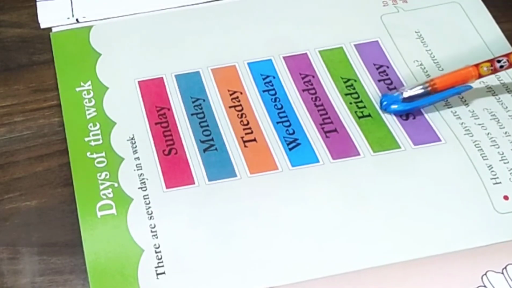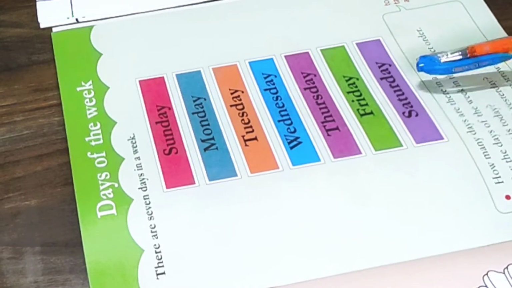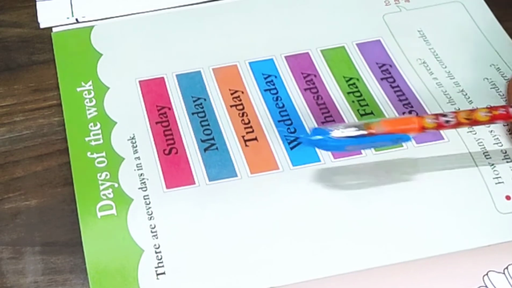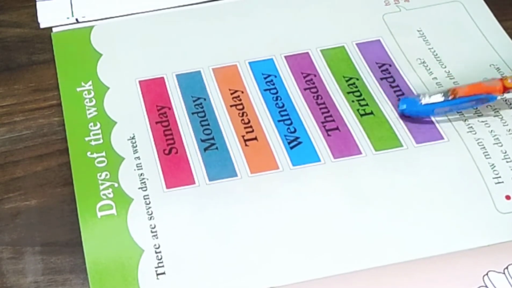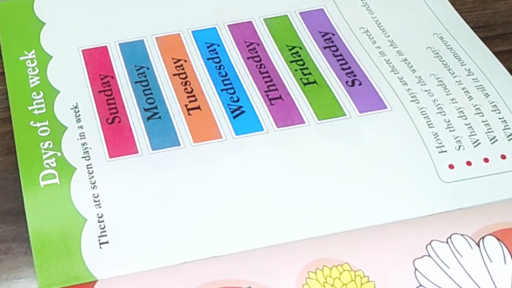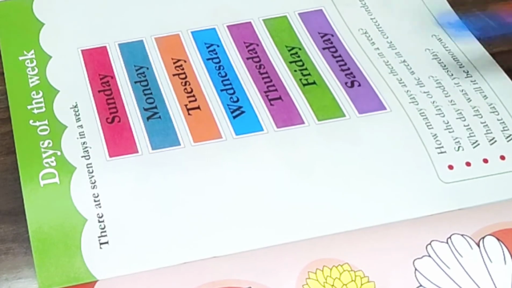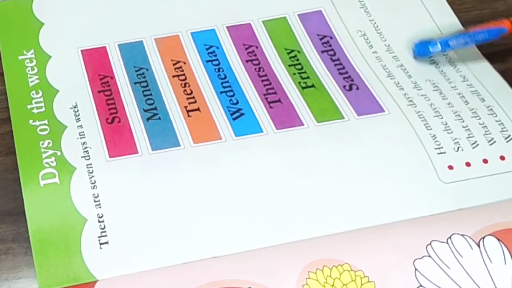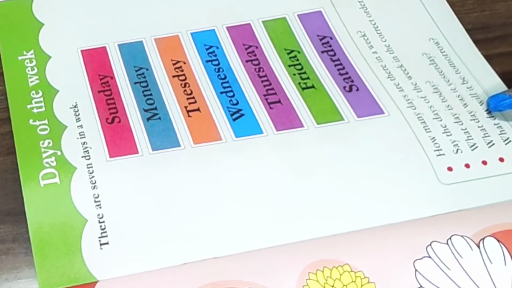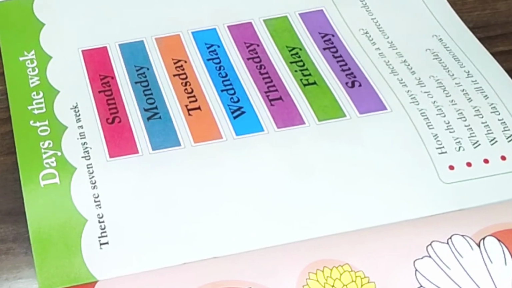The child needs to know that there are 7 days in a week and the names of those days like Sunday, Monday, Tuesday, Wednesday, Thursday, Friday, Saturday. The child can answer all these questions orally, like how many days are there in a week, say the days of the week in the correct order, what day is today, what day was it yesterday, what day will it be tomorrow.